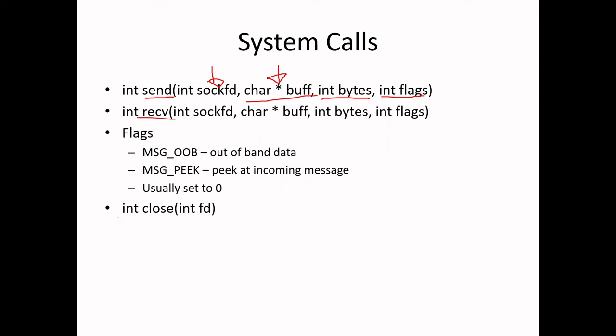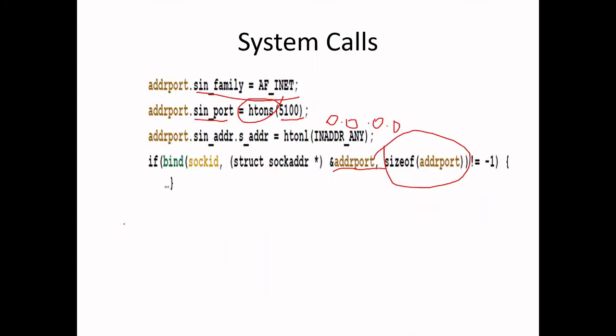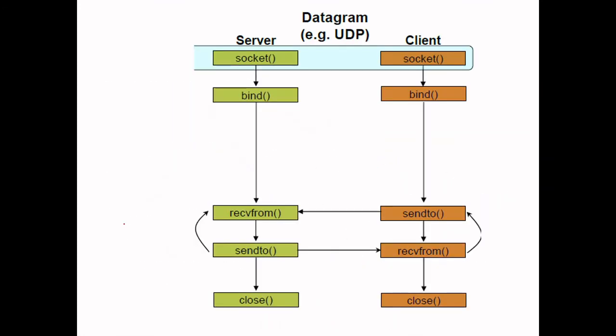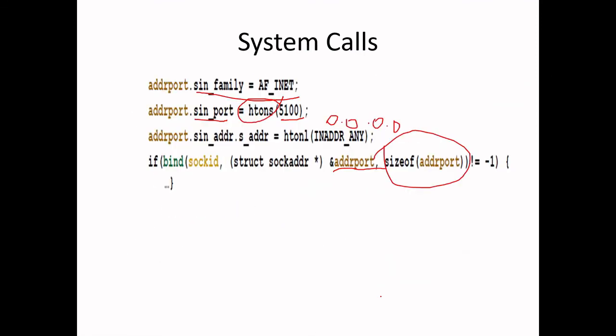And finally, when your use is over, you can use a close function. Now, we have been talking from the server side. From the client side, once the socket is created, you have to make a request to the server using the connect system call. And once the connection is established, then simply send and receive. Okay. So what is the connect system call?